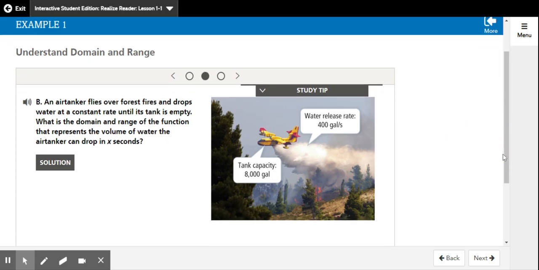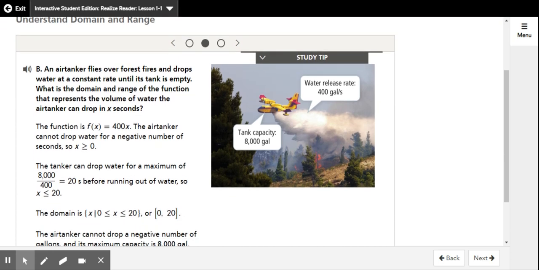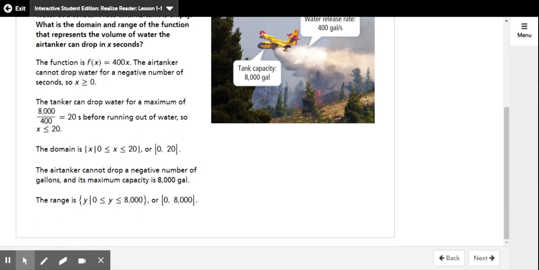All right, an air tanker flies over forest fires and drops water at a constant rate until its tank is empty. What is the domain and range of the function that represents the volume of water the air tanker can drop in x seconds? Well, if it's got 8,000 gallons in its tank and it releases water at 400 gallons per second, the function would be f of x is equal to 400x. If it can do 400 gallons per second and it's got 8,000 gallons in there, divide it, right? 8,000 divided by 400 is 20. So it would take 20 seconds for it to empty, right?